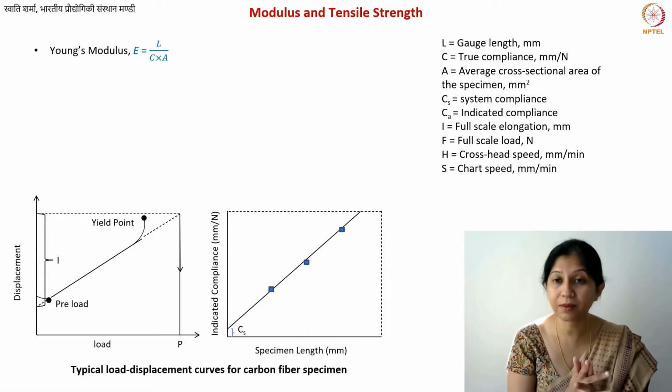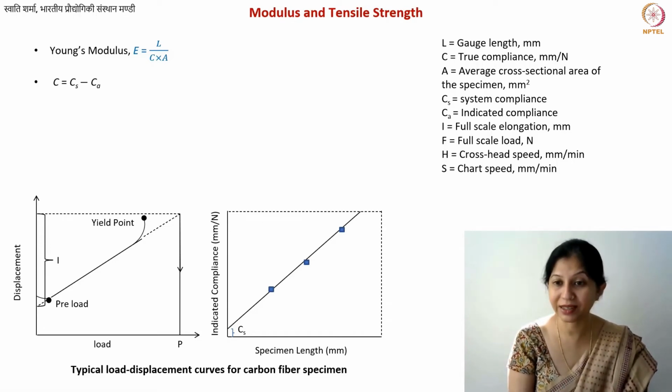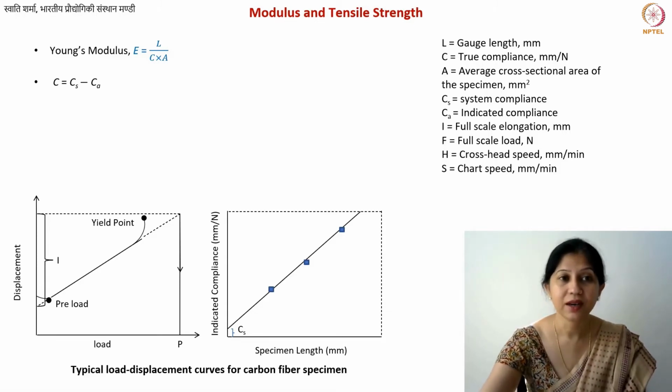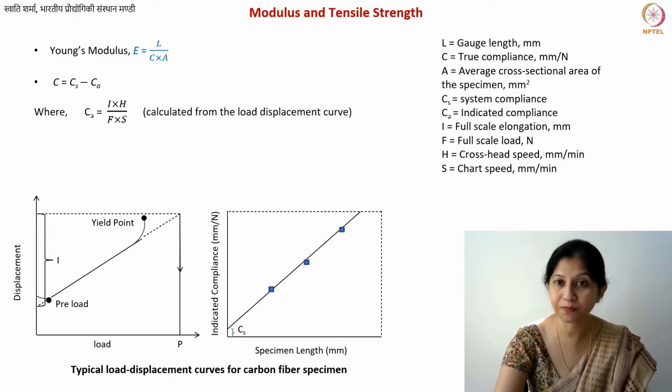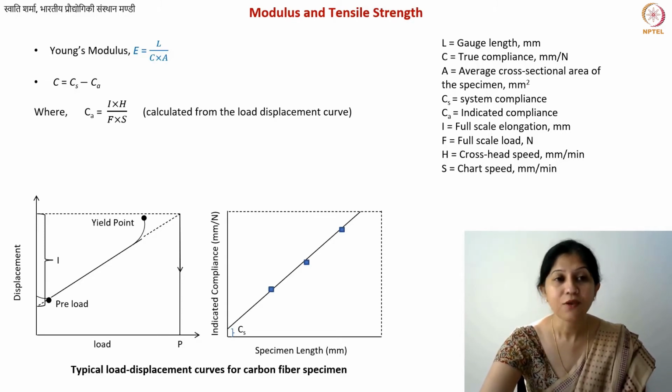Now what is this term C? C is calculated from these graphs, these plots. C equals what is known as CS minus CA. Again, I will tell you what this is. CA is the indicated compliance, as you can see here, I have written it. Indicated compliance that you can see in your second plot. How is it calculated? This is the expression for it, I into H divided by F into S.